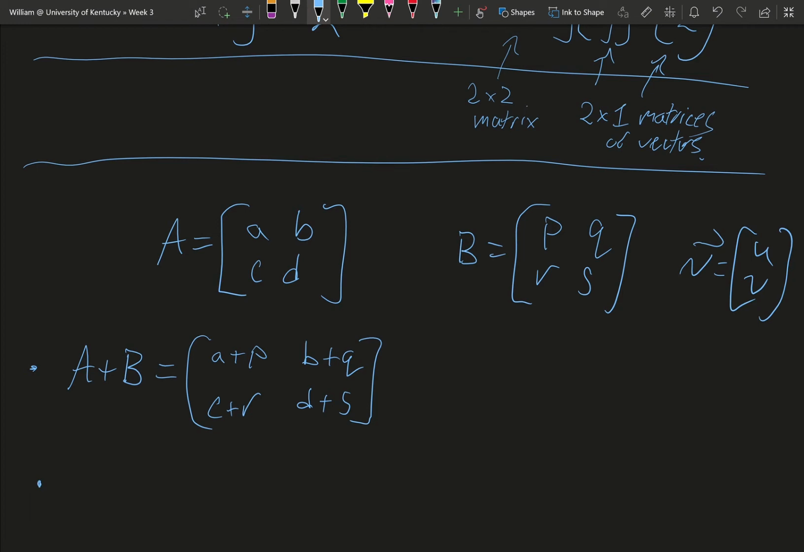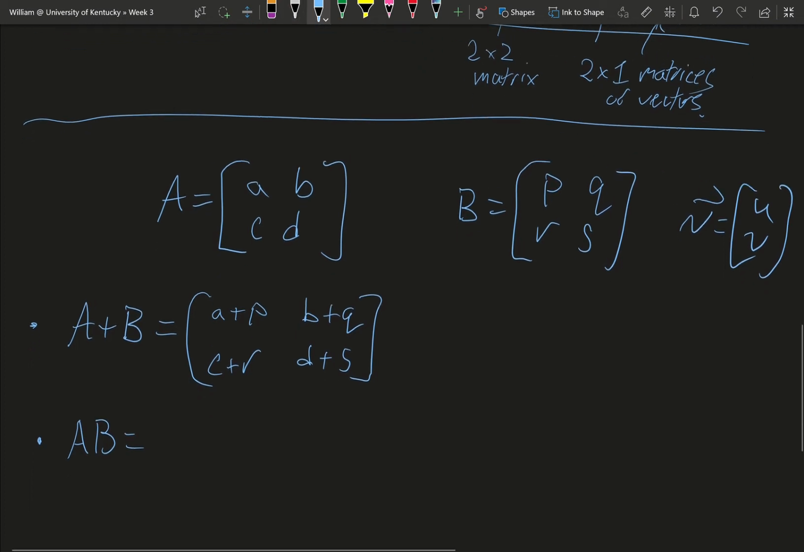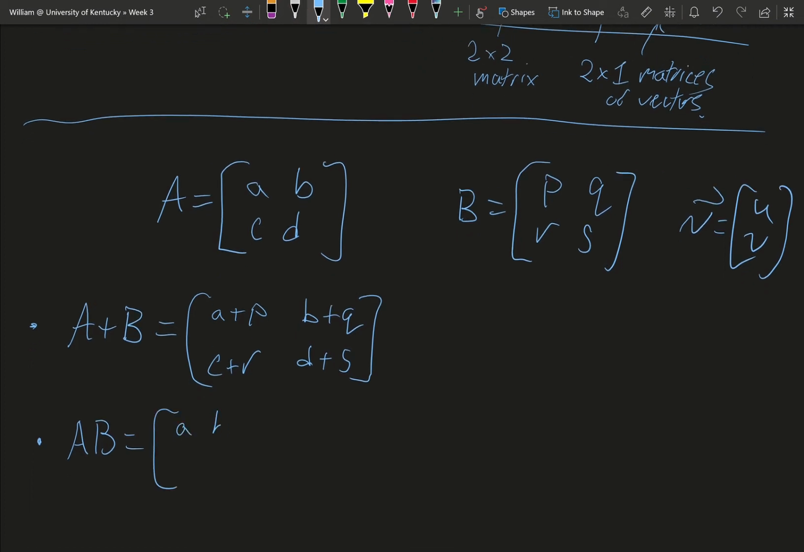Now, there's also a rule for multiplying matrices, and it's pretty different. It is not just multiplying entry-wise. In fact, we can actually multiply things of different shapes. So here's how we do this. So A, B, C, D.